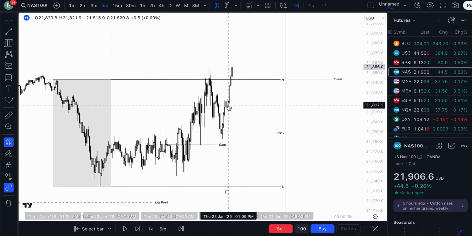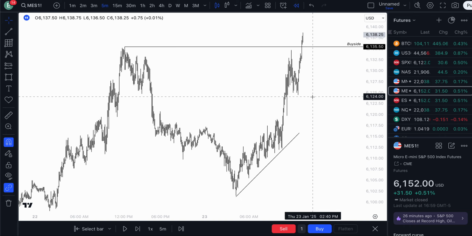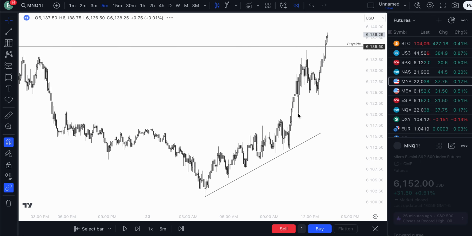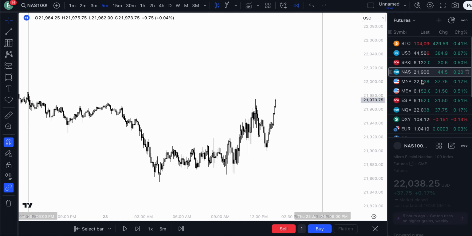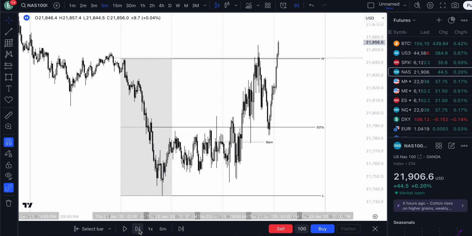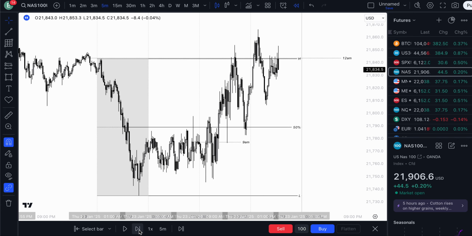You can see the 1 PM candle came up, took out these highs. ES was also taken out by side levels. So it's just an overall bullish day with bad price action. That's all I really have to say about today. It's pretty uneventful.